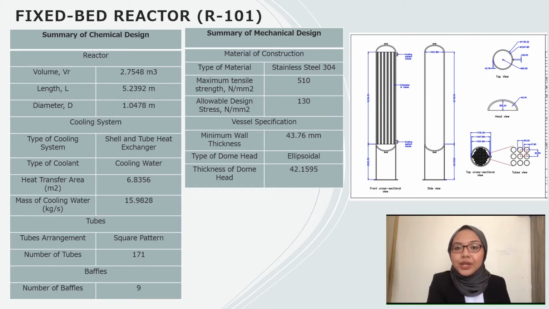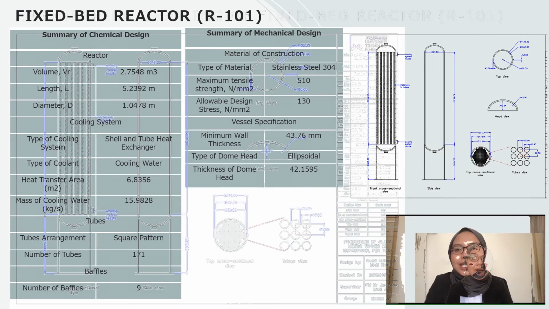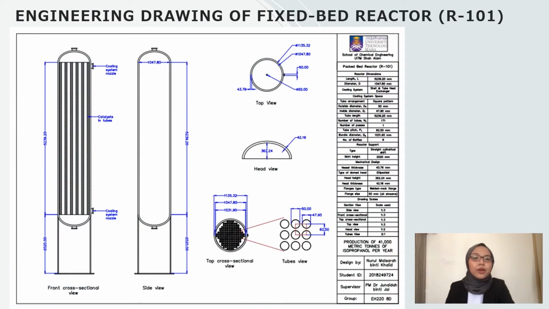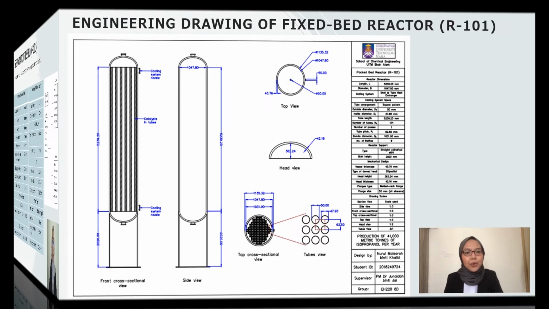Now, I'll proceed with the mechanical design. Mechanical design is more focused on the design styles of the reactor. So, here is the summary table for the mechanical design. The material of the construction that we use is stainless steel 304, and for the vessel specification, the minimum wall thickness is 43.76 mm, and the type of dome that we use is ellipsoidal. The thickness of the dome is 42.16 mm.